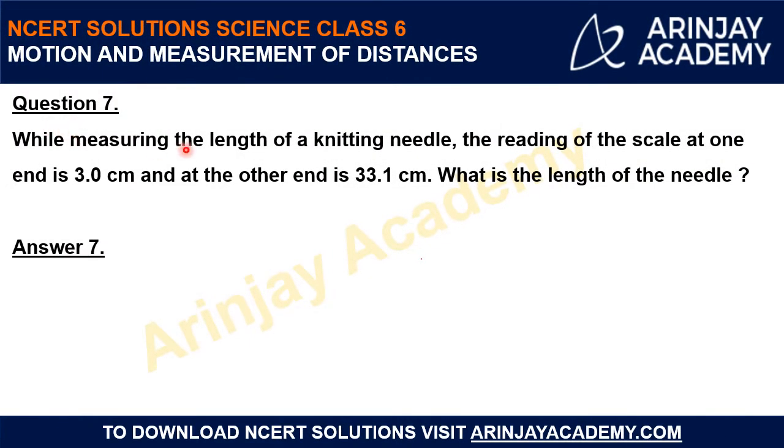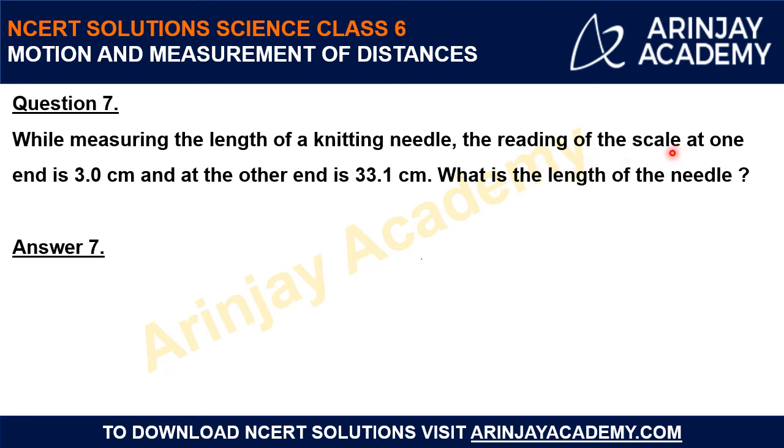Question 7. While measuring the length of a knitting needle, the reading of the scale at one end is 3.0 centimeter and at the other end is 33.1 centimeter. What is the length of the needle? So it is given in the question that we are measuring the length of a knitting needle and we have placed this needle along a scale. So we have taken two readings of the scale. Which are those two readings?